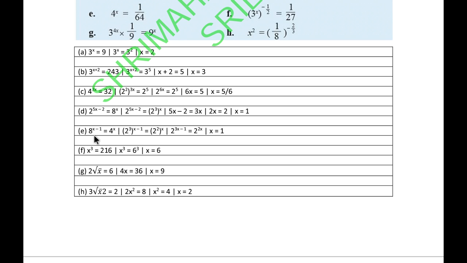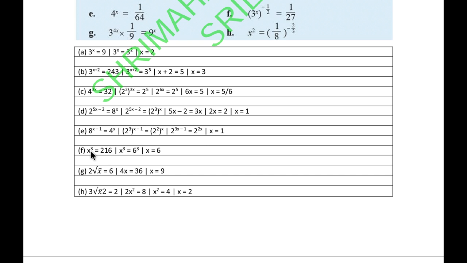The e part, 8 to the power x minus 1 equals 4 to the power x. So 8 means 2 to the power 3, to the power x minus 1. 4 means 2 to the power 2, times x. Then 2 to the power 3x minus 1 equals 2 to the power 2x. Then 3x minus 1 equals 2x, so x equals 1.